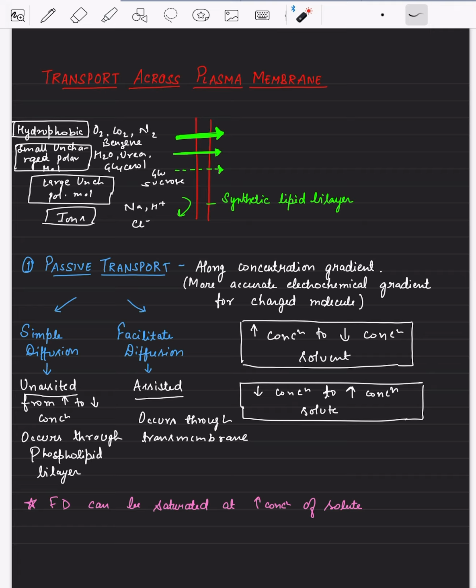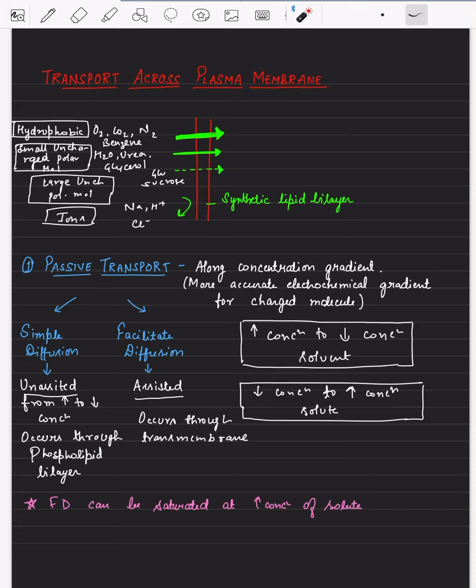Then the smaller uncharged polar molecules like water, urea, glycerol will also be allowed to pass through the plasma membrane, but not as easily as the hydrophobic molecules. So you can see a slightly thinner arrow. Then the large uncharged polar molecules like glucose, sucrose will face some difficulty going through the plasma membrane. Then the ions will not at all be allowed. So that's the reason for glucose we have GLUT transporters. So we will see.